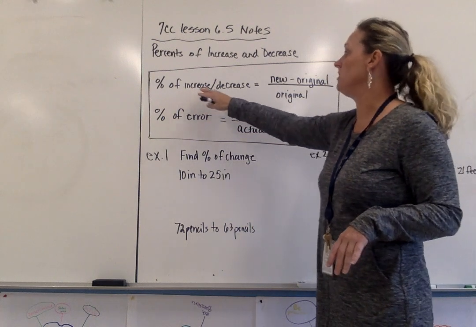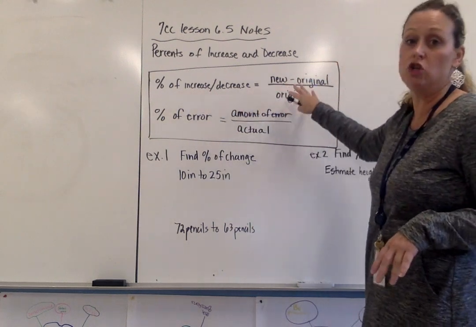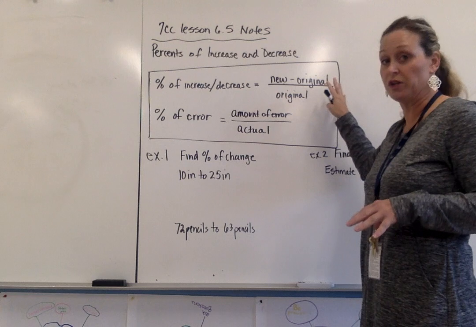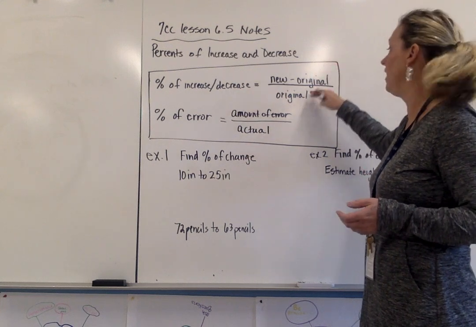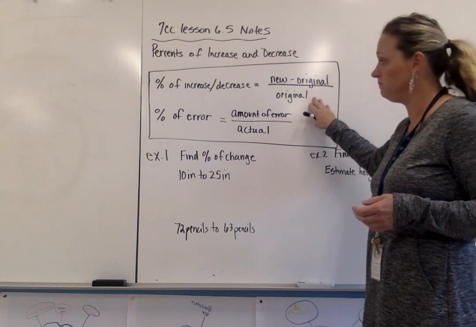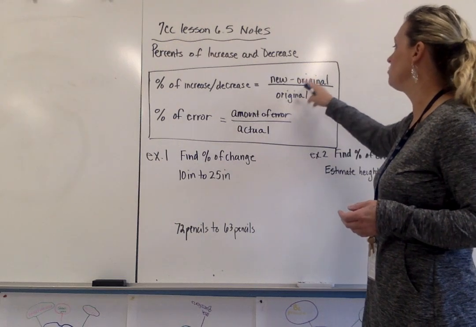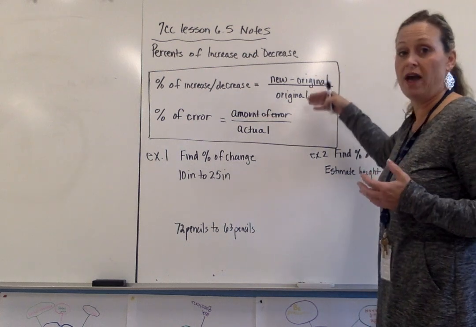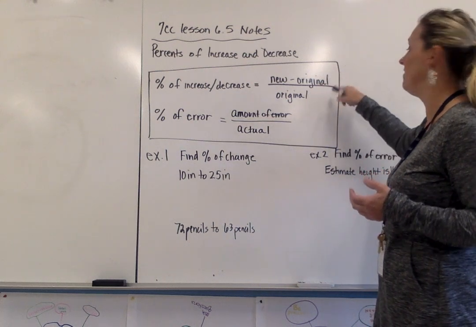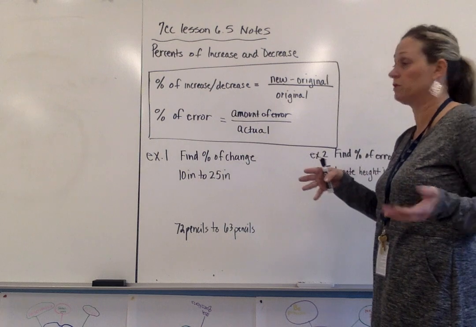The first one is a percent of increase or decrease. You're taking the new and subtracting it from the original as the top number in the ratio, and then the original goes on the bottom. So new minus original over original, and when you do the division, you're going to get a decimal, and that decimal then changes to a percent.